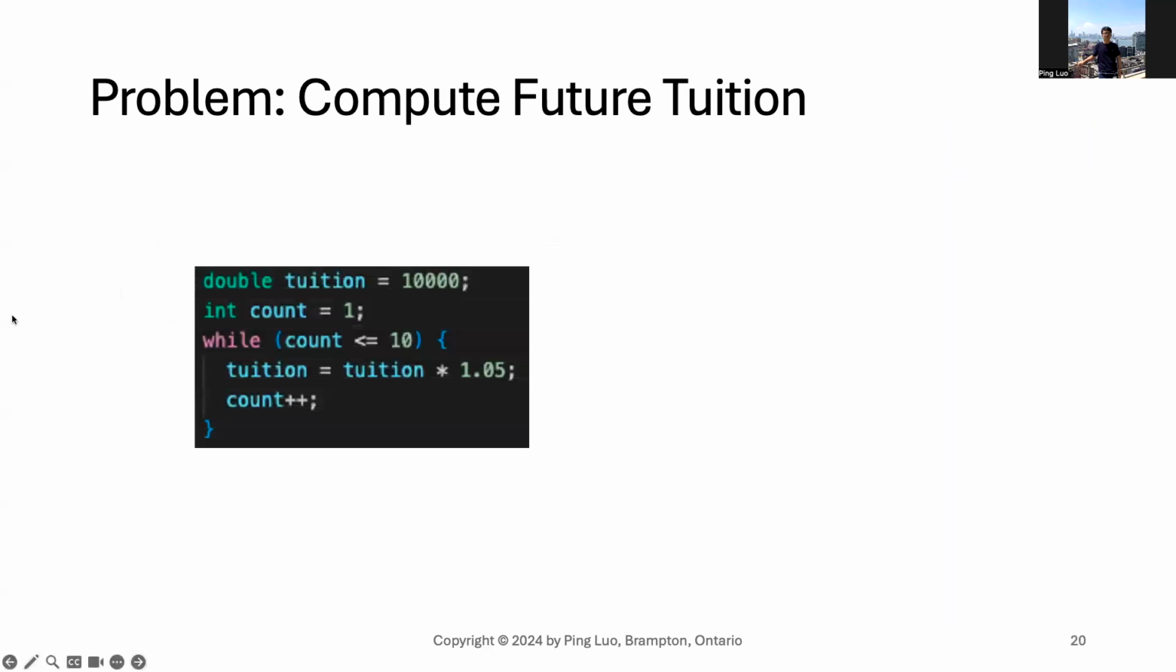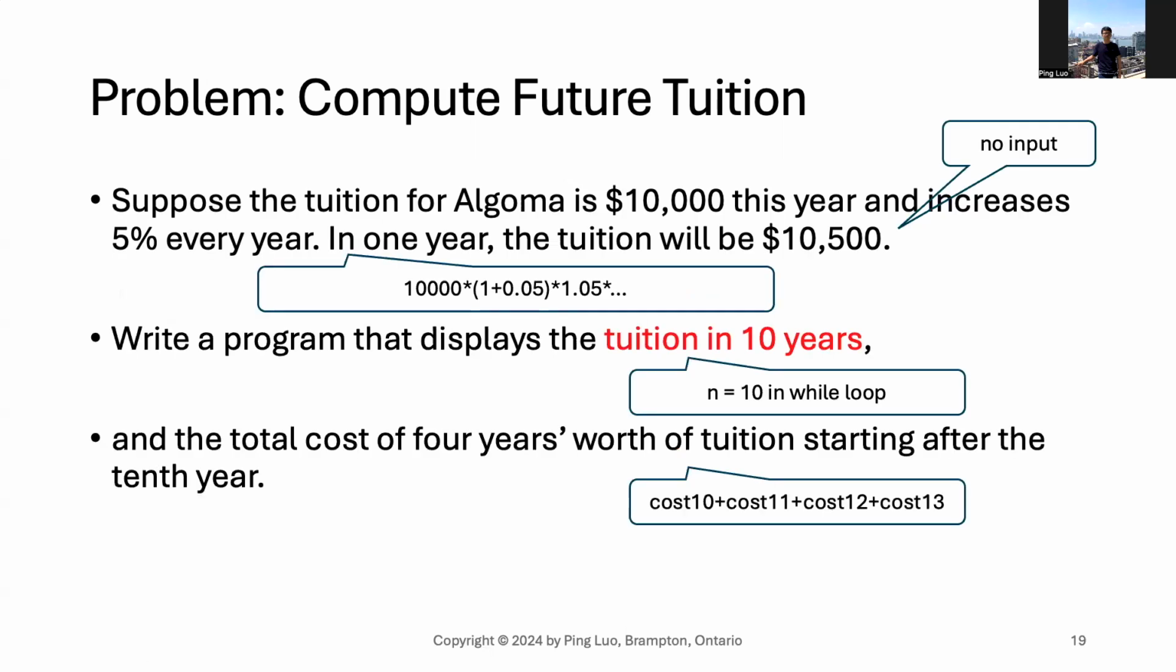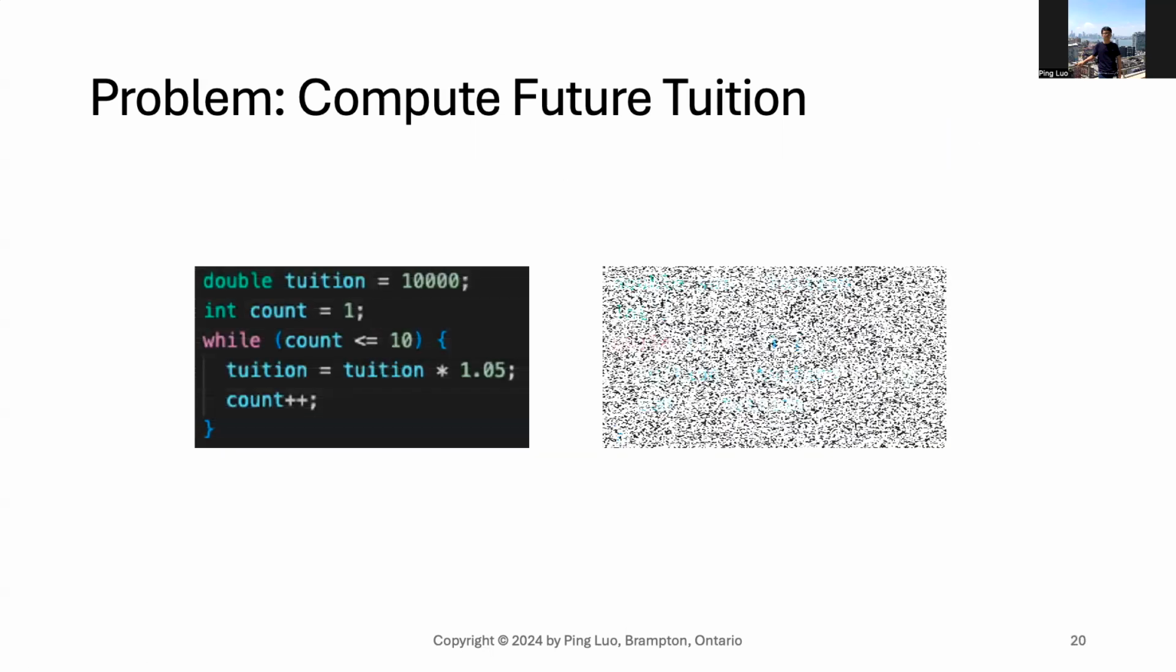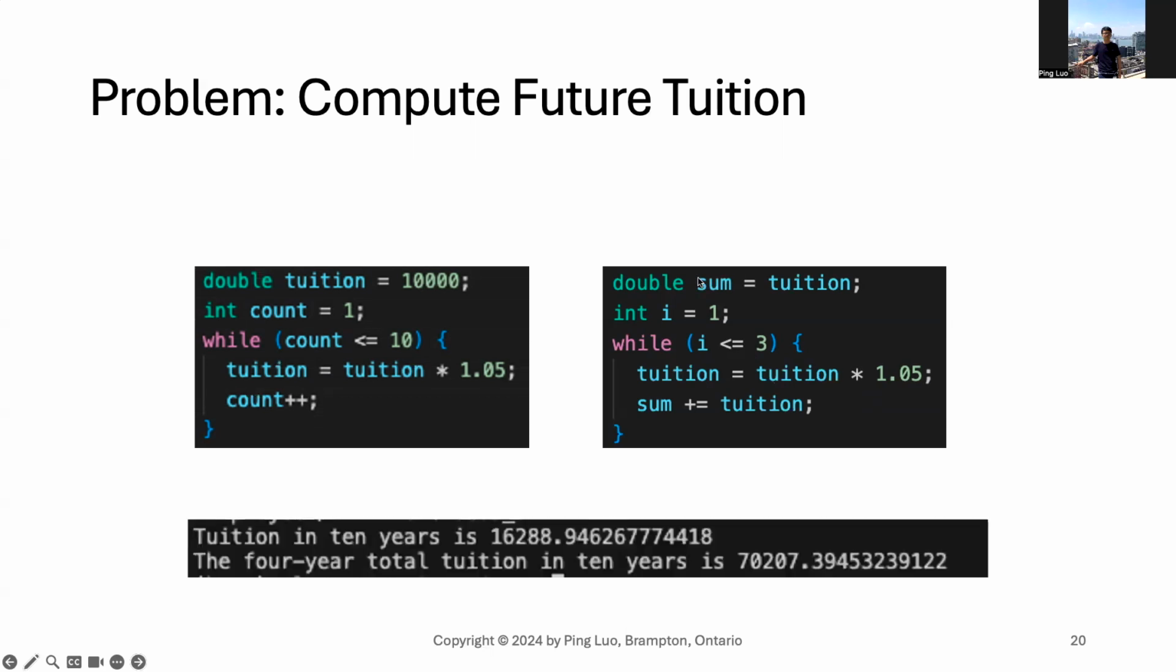So we can solve this problem using a loop. Because we want something in 10 years, we repeat it 10 times. This question also asks for the total cost of 4 years of tuition after the 10th year, which means we want the 11th, 12th, and 13th year's tuition too. So we need to do another loop to compute the remaining years' tuition and add it up to the sum, which is the total tuition for 4 years. So that's how we solve this problem, just using 2 loops.